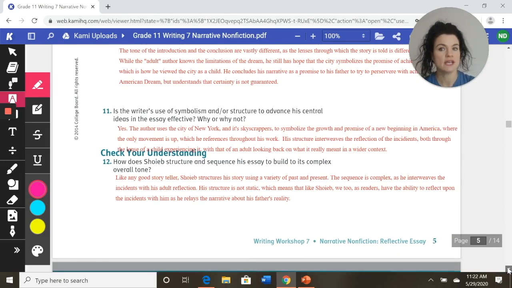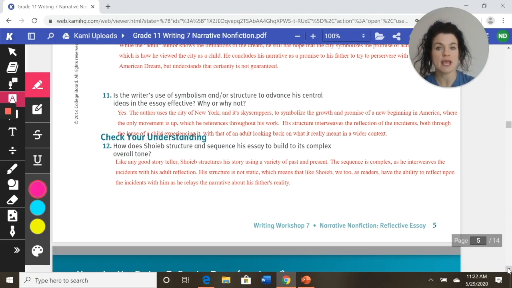Question 11 says, is the writer's use of symbolism and/or structure to advance the central ideas of the essay effective? Why or why not? I said yes. The author uses the city of New York and its skyscrapers to symbolize the growth and promise of the new beginning in America, where the only movement is up, which he references throughout his work. His structure interweaves the reflection of the incidents, both through the lens of a child experiencing it, with that of an adult looking back on what it really meant.